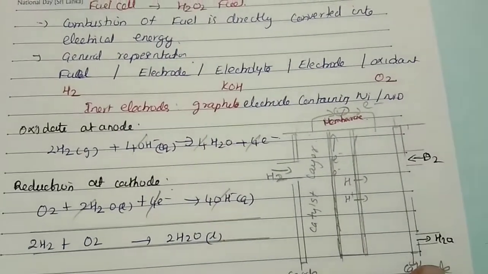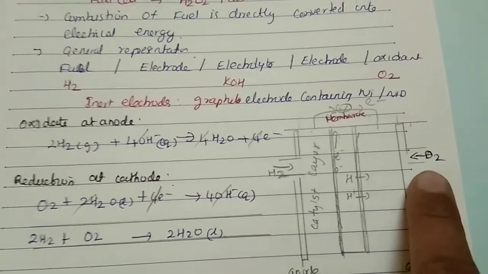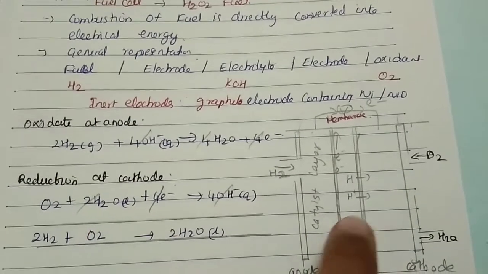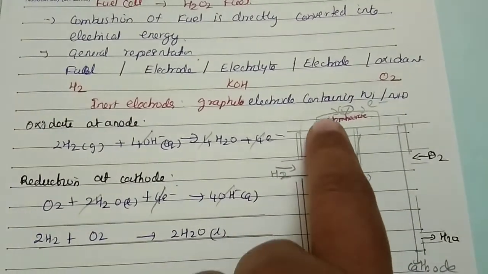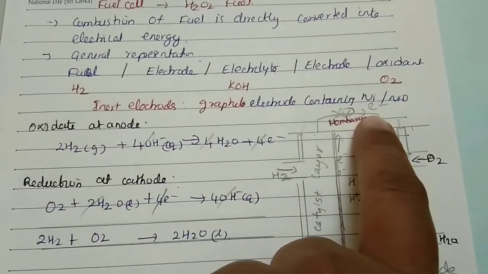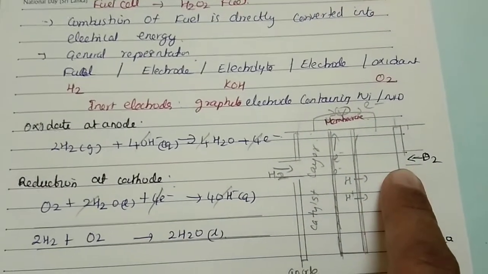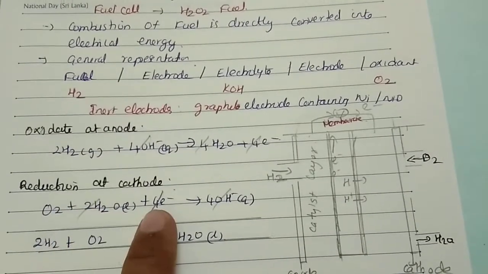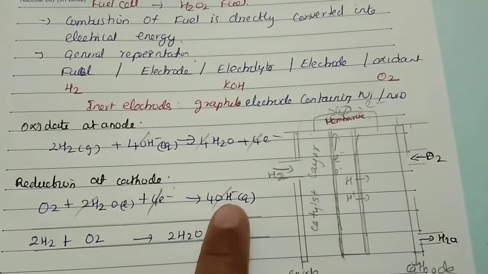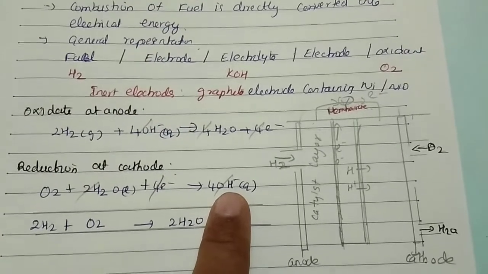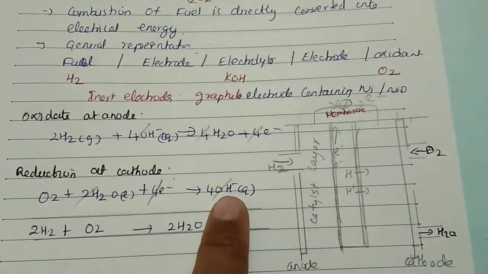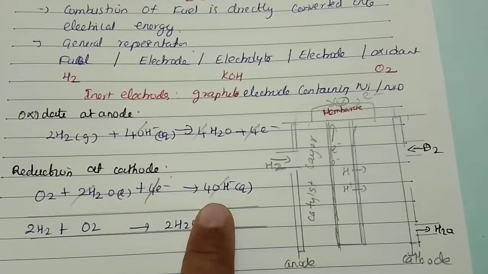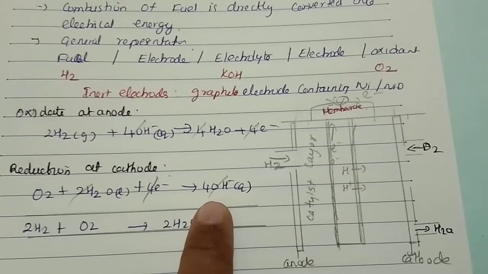Then the reaction at the cathode. Here we are passing oxygen, then 2H2O molecules. The electrons move through the external circuit and reach the cathode. So with those 4 electrons, oxygen plus 2H2O plus 4 electrons, we are getting 4 hydroxide ions. O2 plus 2H2O plus 4 electrons forms 4 hydroxide ions.